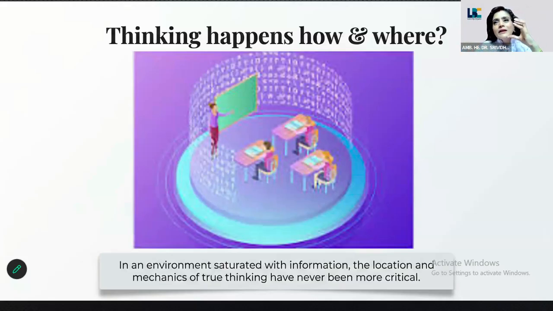So, to make it more creative, the location and mechanics of true thinking have to be more critical in the whole process. And for doing this, with Learn by Chapter, we do it in a more easy way, such that your whole system of working will change without you realizing the whole thing that you have changed in the working.